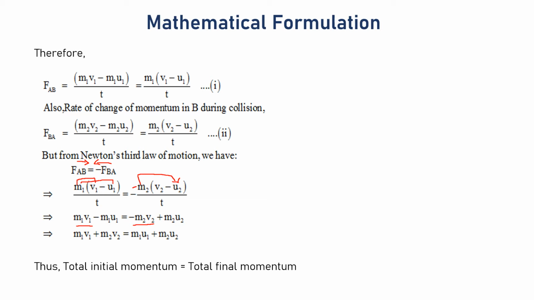Now because t is common on both sides, I can just cancel the t, right? Now we have to rearrange. Let's take this minus m1 u1 over here so that I get plus m1 u1, and minus m2 v2 on the left-hand side, so I get m1 u1 plus m2 u2 equals m1 v1 plus m2 v2. Now look at the final statement. This is my total momentum before the collision, and this is the total momentum after the collision, right?